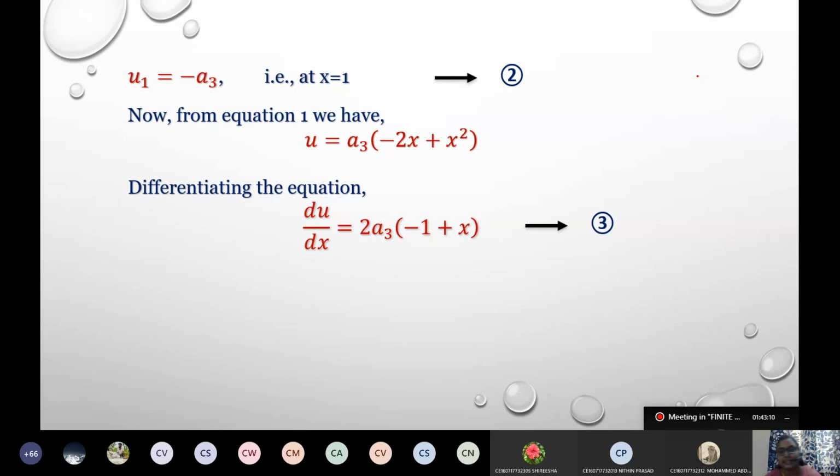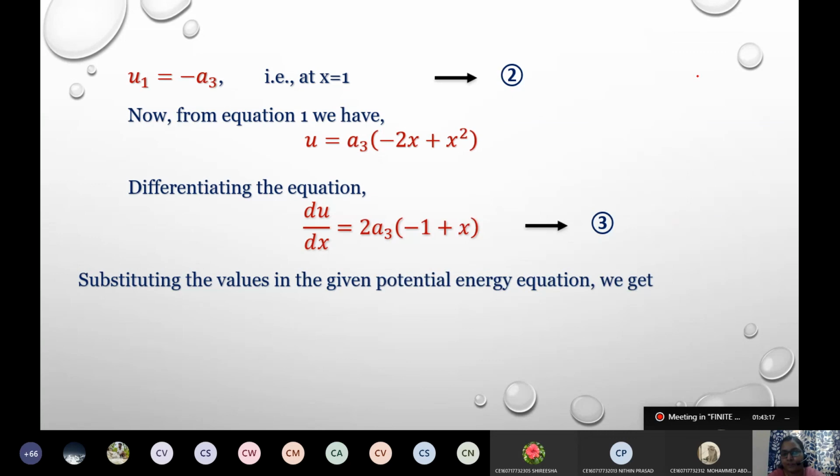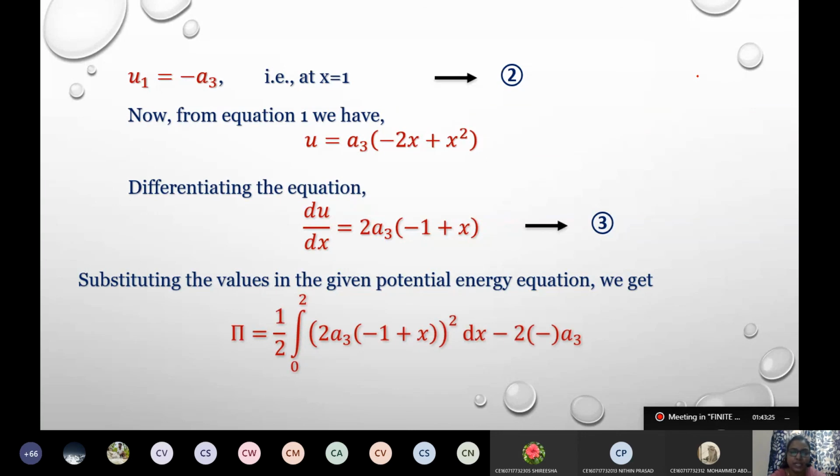Now we'll take this as equation number 3. From 2 and 3, we'll substitute the values we have got directly into the given potential energy equation. E is equal to 1, A is equal to 1, so one term is gone. Then du by dx whole square was there. This is my du by dx from equation number 3, and this is my u1 from equation number 2. So I just substituted the values.